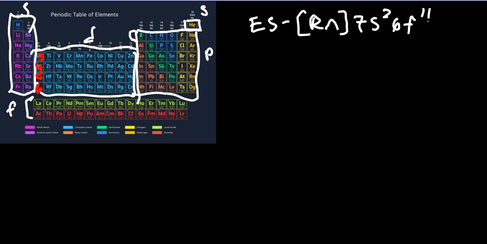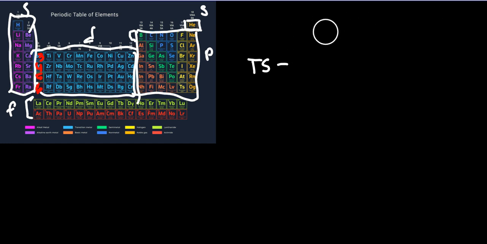So, as a challenge, using the noble gas notation, what is the electron configuration of tennessine? I'll give you all a few moments to solve that one. Okay. So, our most recent noble gas, Rn, and then we have 7s2, because we're in the 7th row, S block.